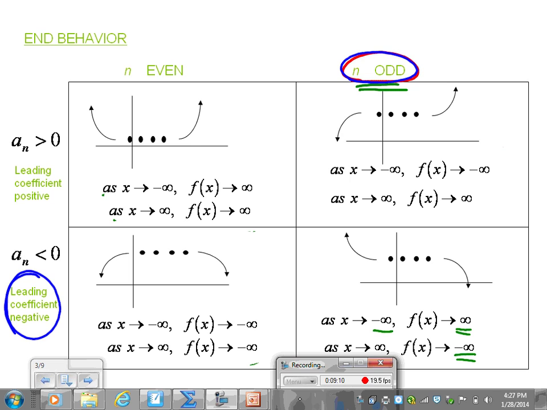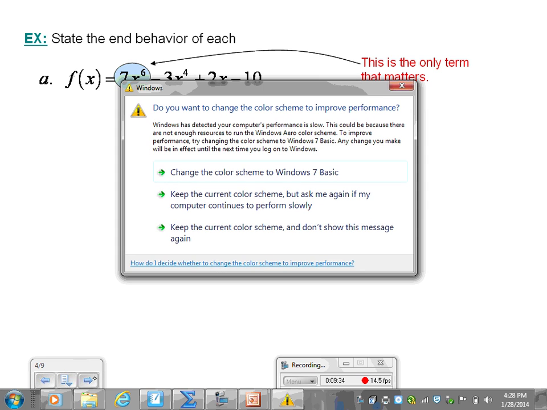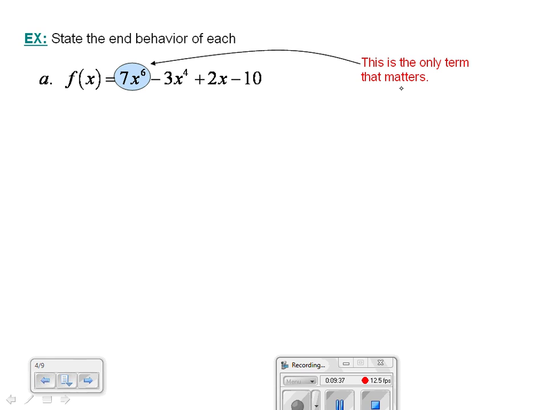Okay, so this is all good in theory. Let's put some of this to the test and do some problems. All we want to do with this function is state the end behavior. I'll give you folks a big hint on how to do this. Our leading term, this is why we spent all this time looking at the leading term, the degree of the function. That is the only term that matters. We'll talk about that in just a minute, but let's at least do this problem first.